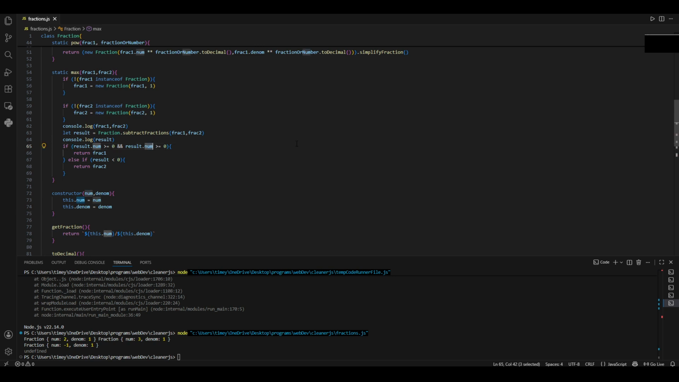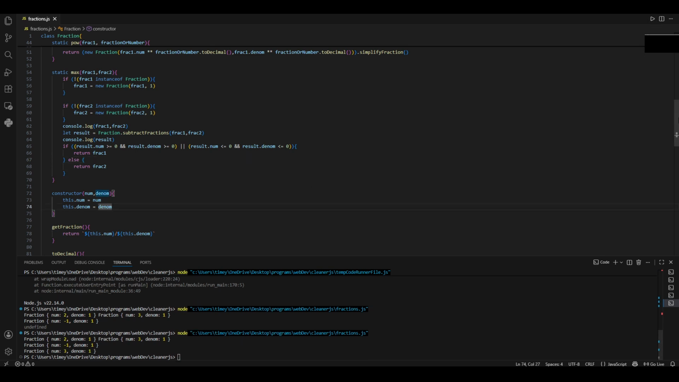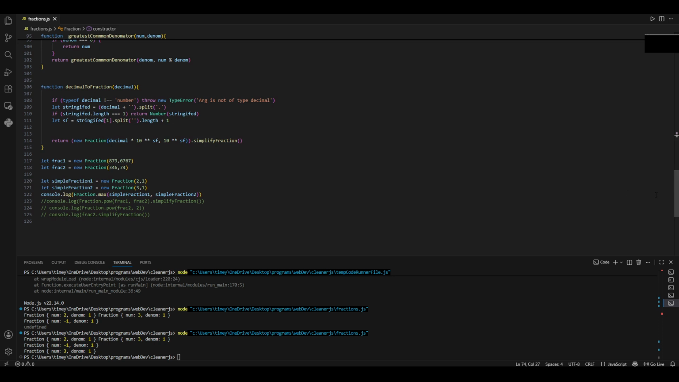Okay, so let's do: if result.numerator equals 0 and result.denominator is greater than or equal to 0, or they're both negative. So if they're both positive or if they're both negative, then fraction 1 was bigger. And then we can just do that. So let's try now. And it works.